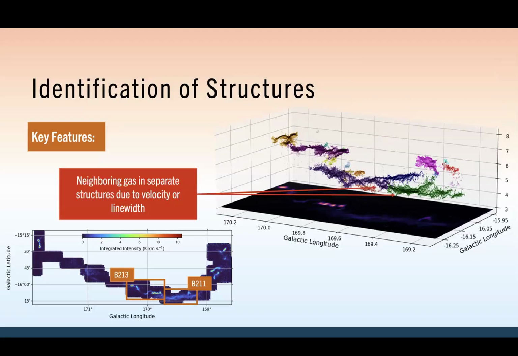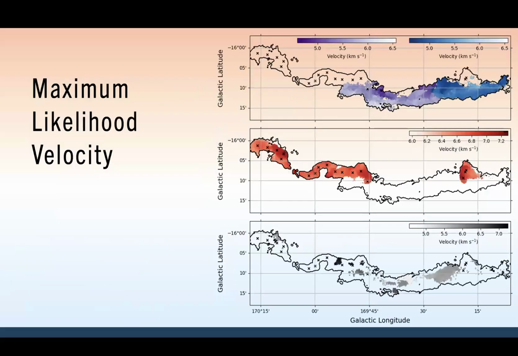But then we also see down here in this green and purple that these two neighboring structures were separated, perhaps due to some differences in velocity, or more likely, because they seem to be at pretty similar velocities, due to differences in their line widths. And we can see that more clearly here in the purple and blue on top. We'll come back to that in just a minute.